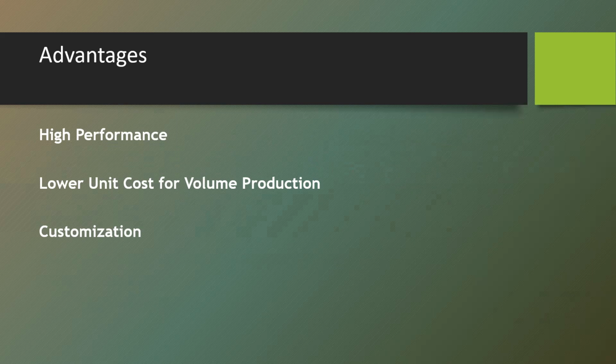Then lower unit cost for volume production. If you are going for a large number of ASICs, then when you consider the unit cost, the unit cost for ASIC is less. Once the design is finalized, ASICs can be more cost effective in large production volumes compared to FPGAs. Customization. ASICs allow full customization, enabling designers to optimize the chip for a specific application, resulting in better performance and efficiency.